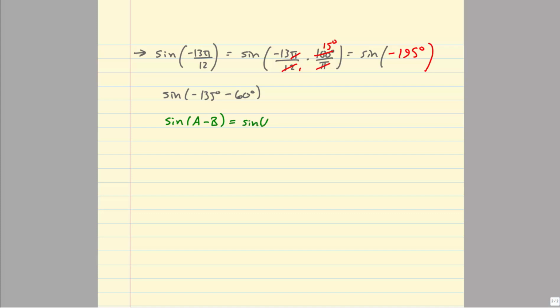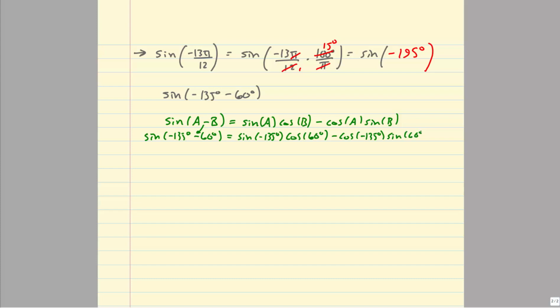So this would be the sine of A, cosine of B. The sine stays the same here, so I have a minus, cosine of A, sine of B. So for our problem, I'll have the sine of a negative 135 degrees minus 60 degrees. So the sine of a negative 135 degrees, cosine of 60. Now I don't put in a negative 60 because the minus sign is from the formula. Minus the cosine of a negative 135 degrees, sine of 60 degrees.